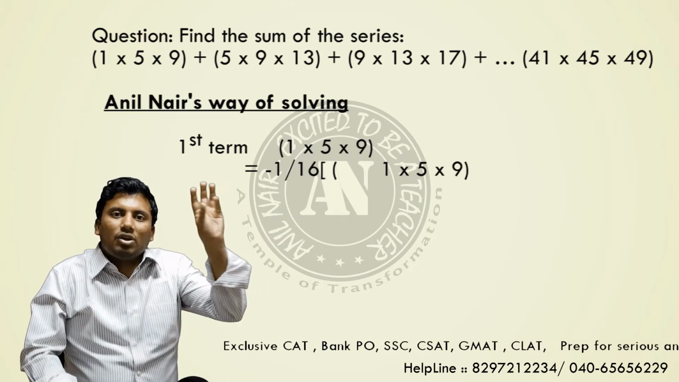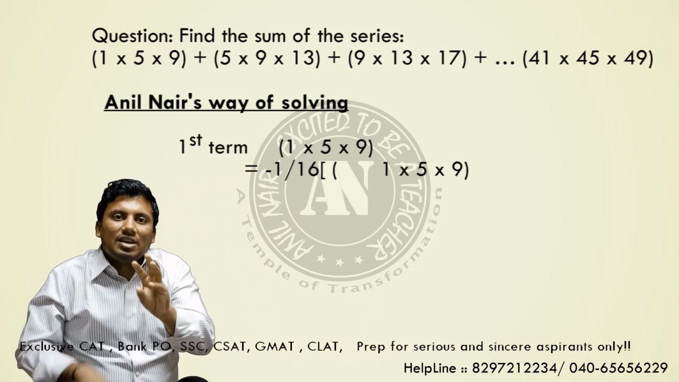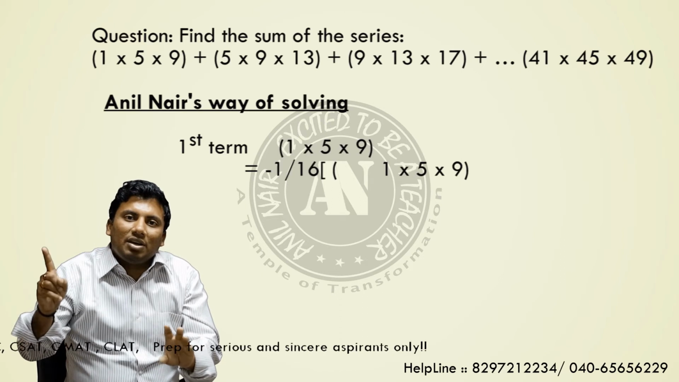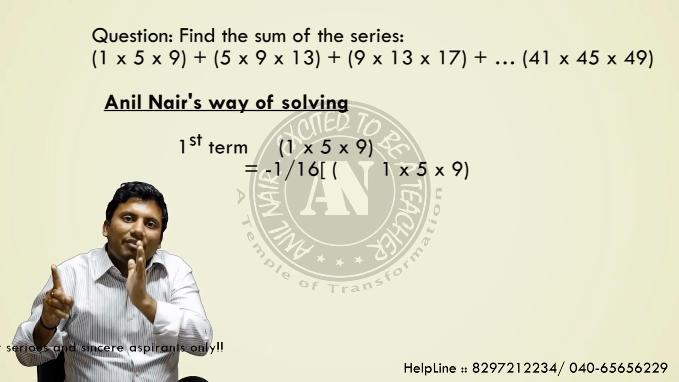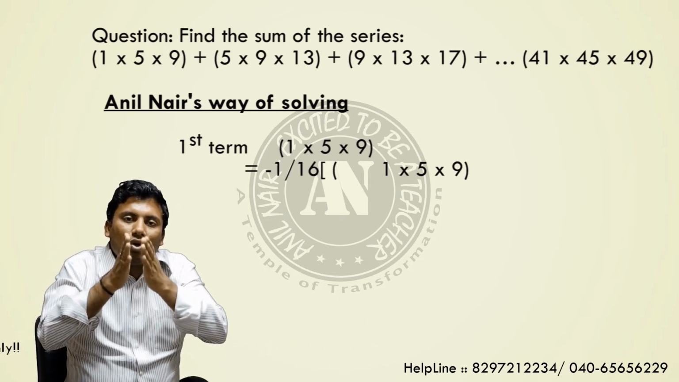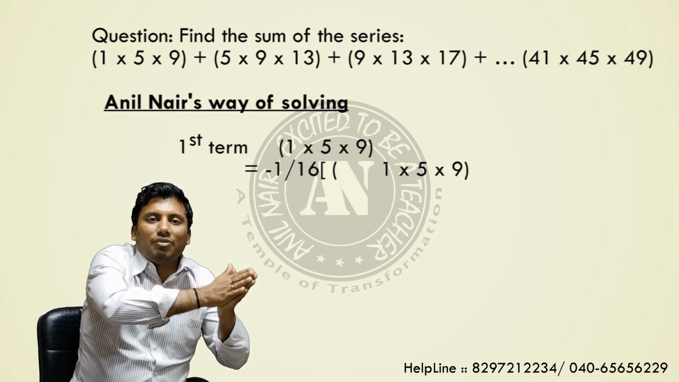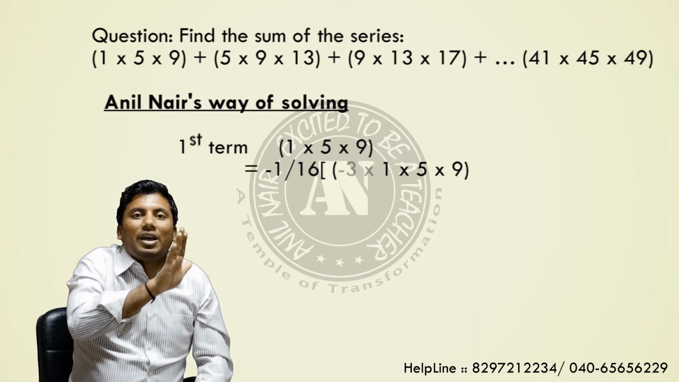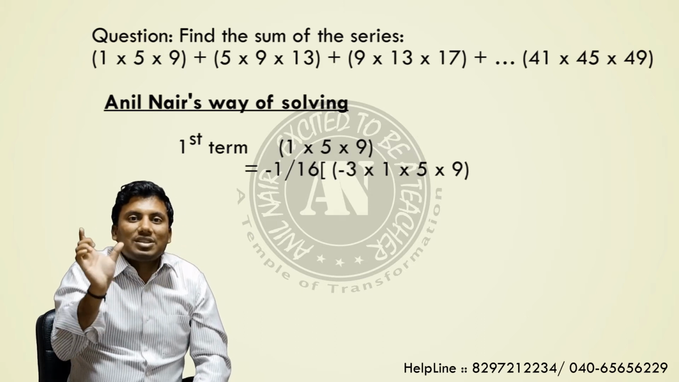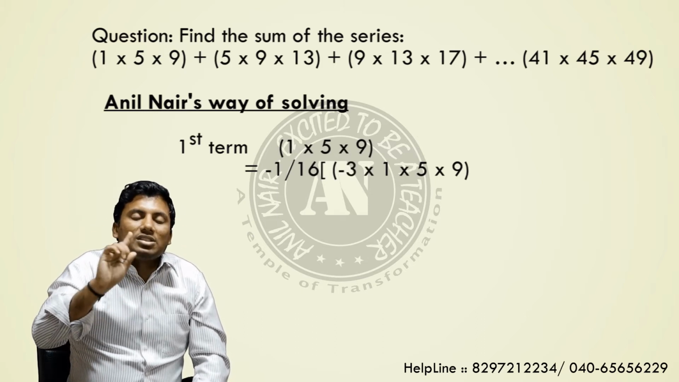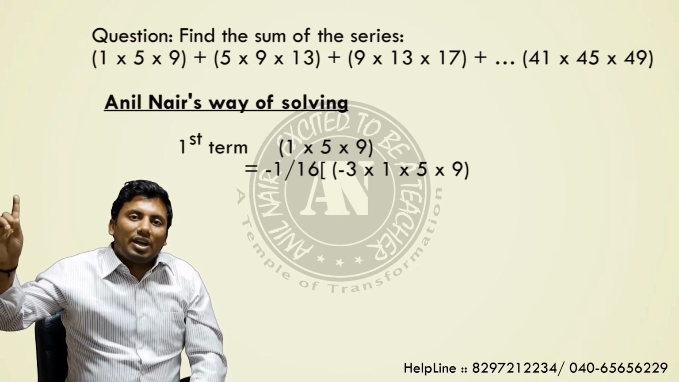First write down 1 into 5 into 9 as it is. The difference between 1 and 5 is 4. So go 4 units before 1. If I go 4 units before 1, it will be minus 3. So the first term will be minus 3 into 1 into 5 into 9.